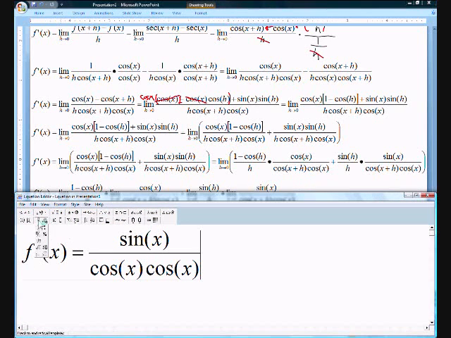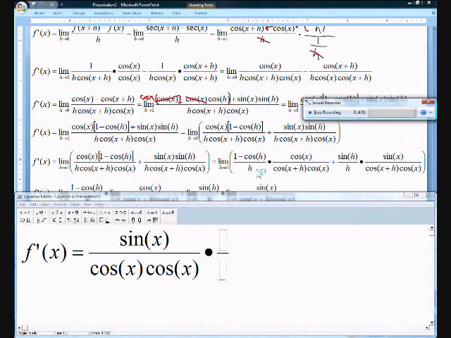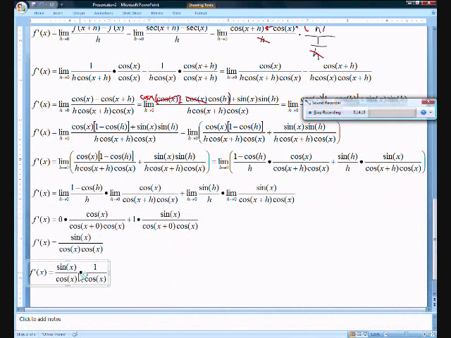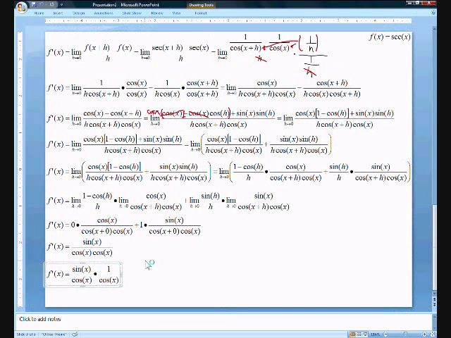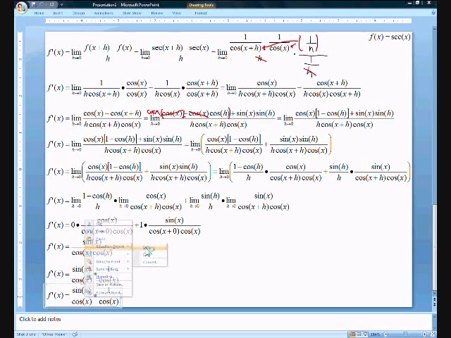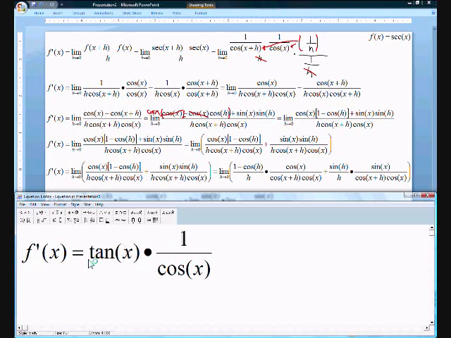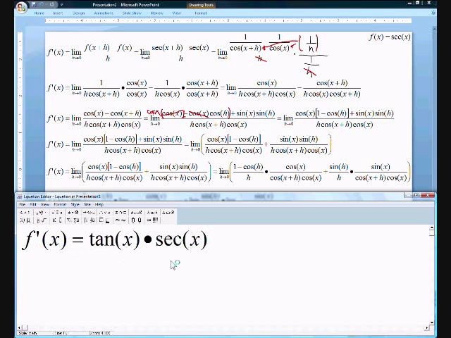separating this into two fractions again. So 1 over cosine x. So we took the cosine x away from there, and now we know, of course, that this becomes finally sine over cosine becomes tangent x times 1 over cosine x, which is secant x.